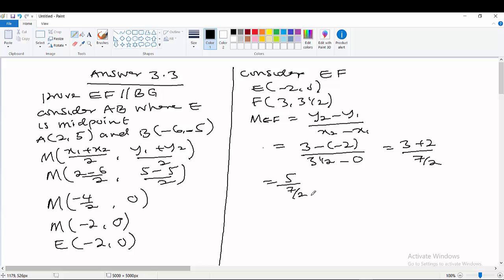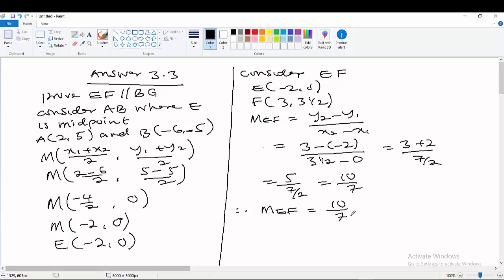7/2. This is 3.5. 7/2 is the same thing as 3.5. I converted 3.5 here to an improper fraction, which is 7/2. So when you use your calculator, you are going to get this to be equal to 10/7. So therefore, the gradient of EF is equal to 10/7.